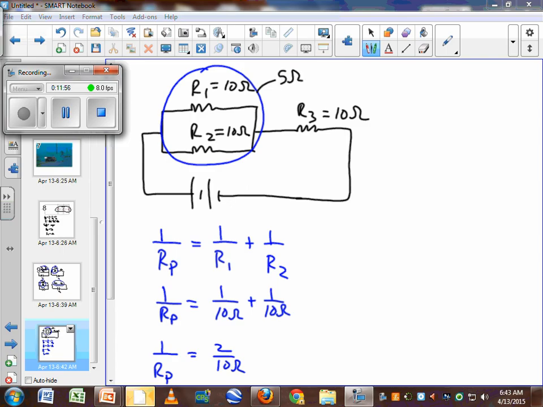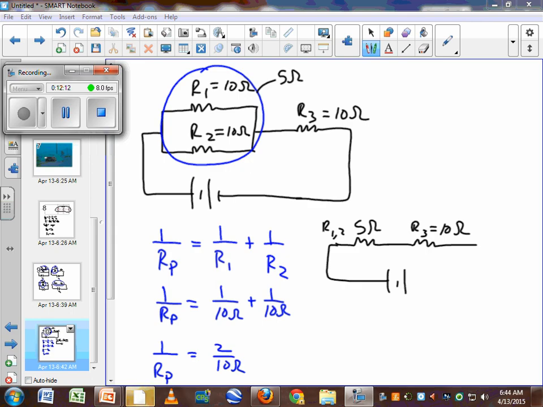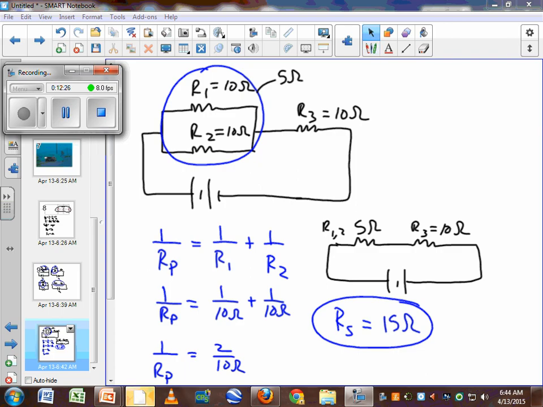So what you now have is your circuit now becomes just a series circuit with this being 5 ohms and this one, R3, being 10 ohms, and R1,2 is 5 ohms. And we know that for a series circuit, you then just add them together, and so it would be a total of 15 ohms. And so that would be your answer. That circuit right there, those three resistors together, act as one 15 ohm resistor.